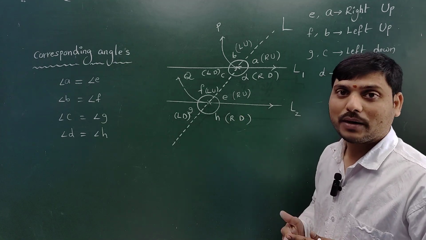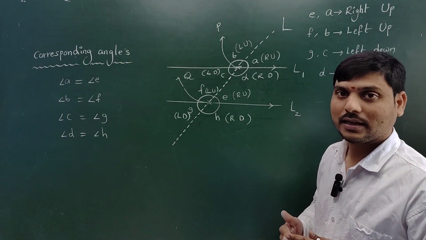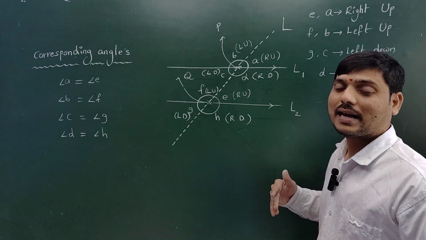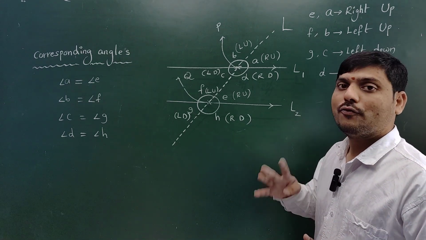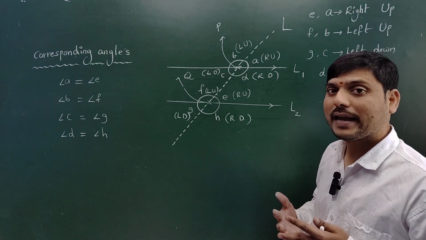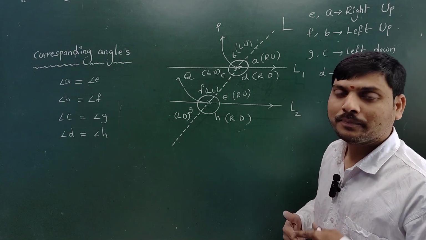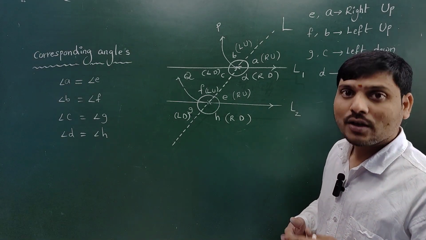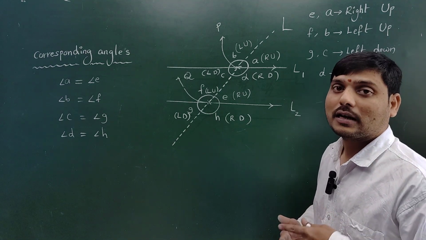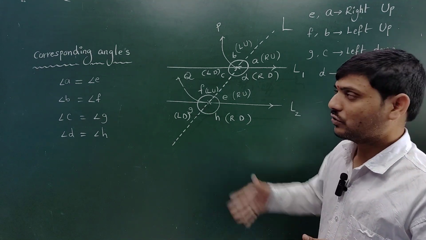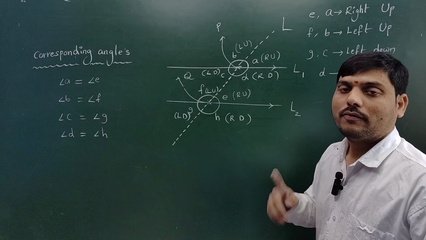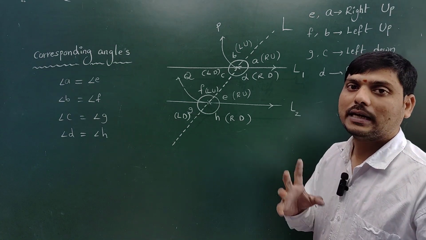How many pairs of corresponding angles can be formed with two parallel lines and a transversal, students? Four pairs. Actually, how many angles are formed? Eight angles. How many pairs of corresponding angles are equal? Four pairs of corresponding angles are equal. Those pairs are as named.